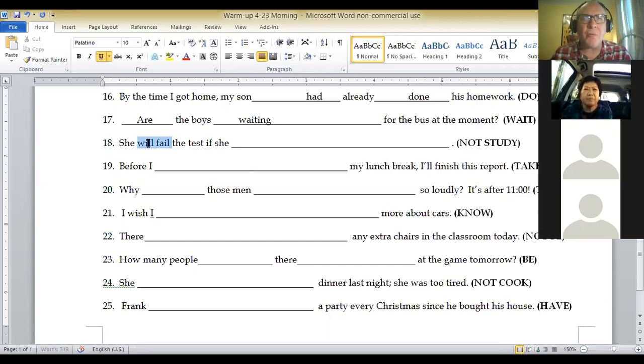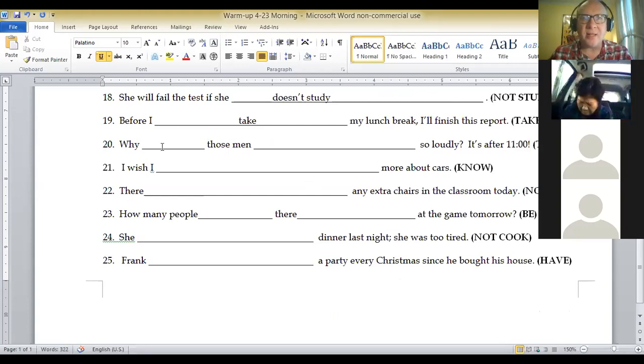The next one says she will fail if. Remember, when we have will, what's the other part? It's not a simple present. Doesn't, right? Simple present. She will fail the test if she doesn't study. Here's another future time clause. We have I will over here. I will finish the report before I take my lunch break. Before I take. Very good.